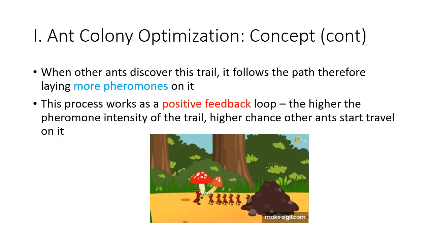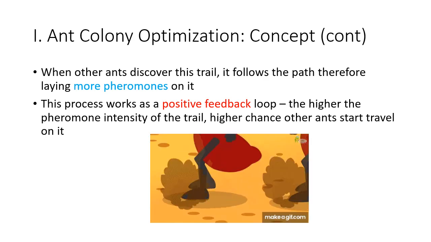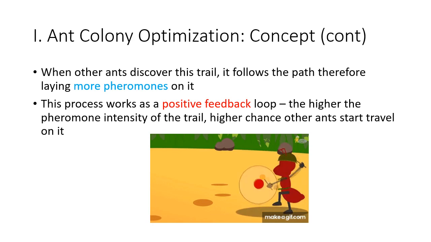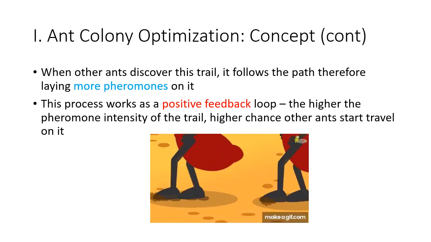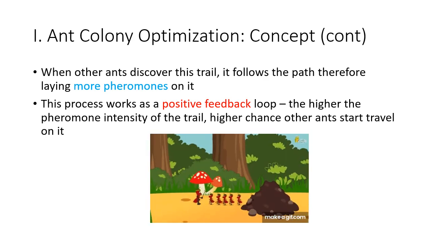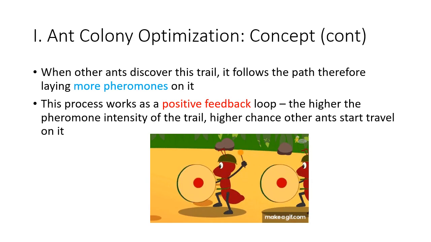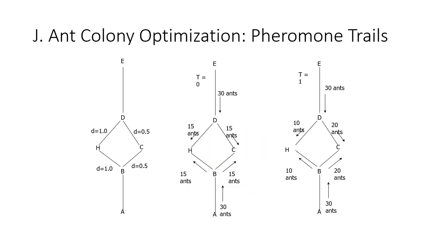Going back to the previous example, when other ants from the same nest discover this trail, they follow the path that has been laid down, therefore laying more pheromones on it. This process works as a positive feedback loop: the higher the pheromone intensity of the trail, the higher the chance other ants start to travel on it. Let's look at how pheromone trails work.